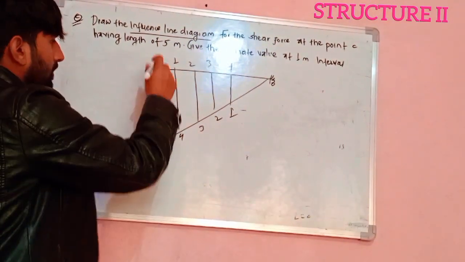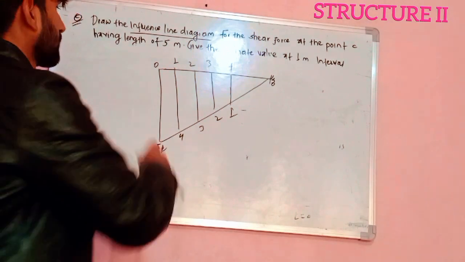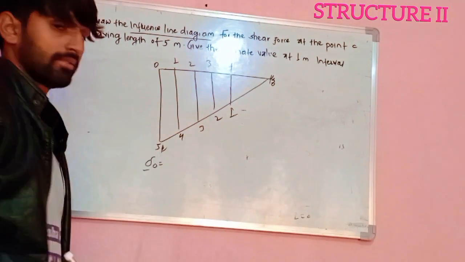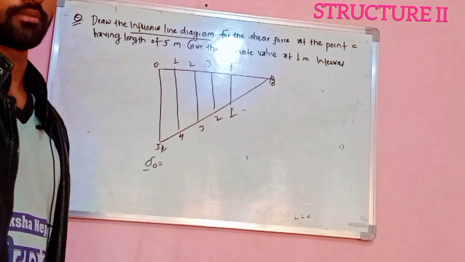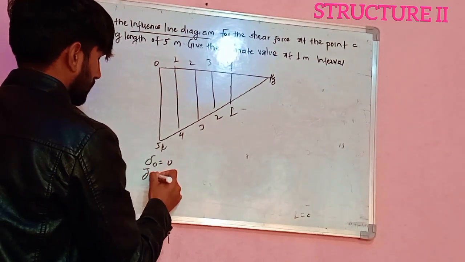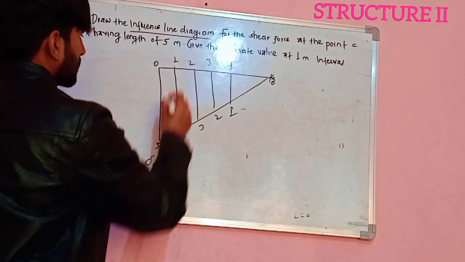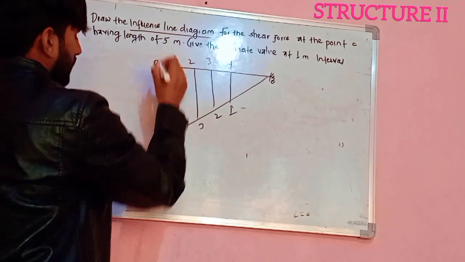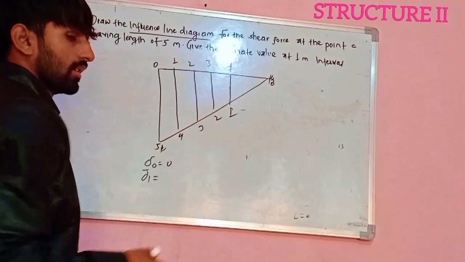This del 0, you won't have any deflection at point O, because point O is a fixed support, and at a fixed support you don't get any deflection. So that's why d0 becomes 0. Similarly, d1 is the deflection at point 1, and that is how you calculate it.